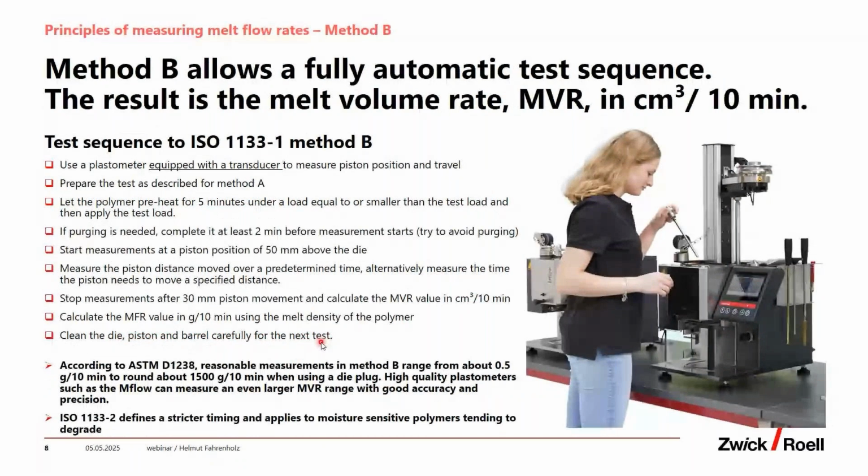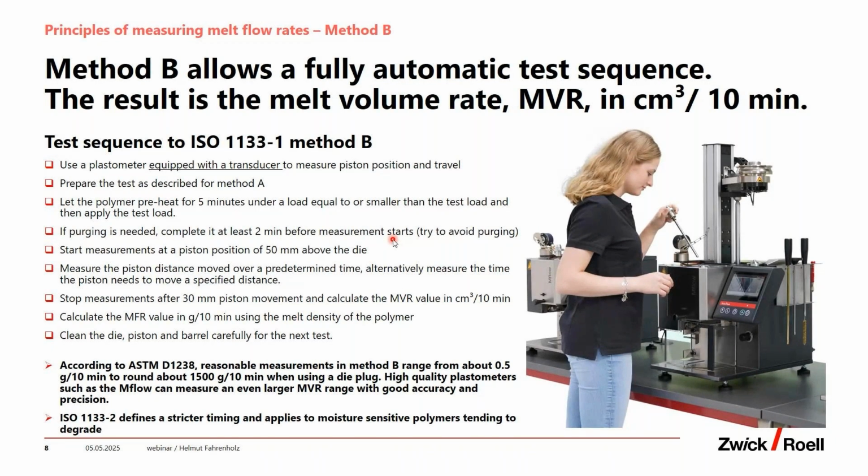Another method is called method B, and method B is more automatic because in method B we measure the piston travel, and by measuring the piston travel, we get the extruded volume. So we have a barrel of a certain diameter. We know the piston travel, and so we can easily convert to a volume. Furthermore, in method B, as we have a travel transducer and the machine knows at any moment where the piston is, you have much more possibilities to control the test.